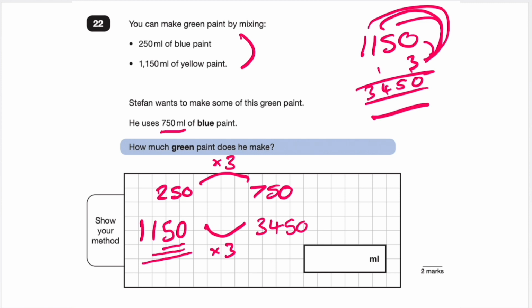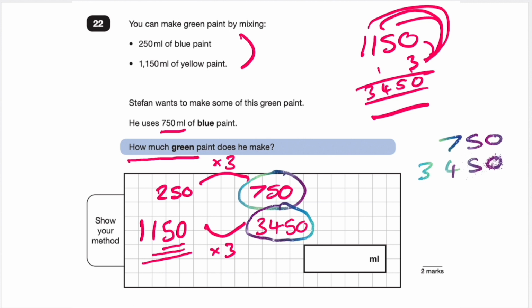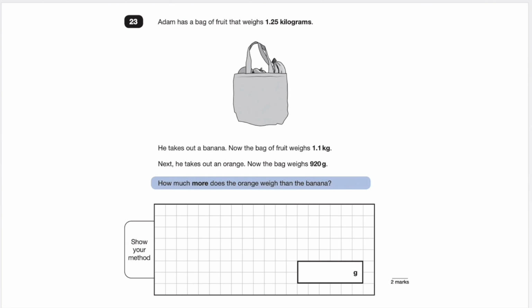But that's not the end of my question, is it? The actual question says, how much green paint does he make? So I've got 750 milliliters of blue and 3,450 milliliters of yellow. So I'm going to have to add them together. 750 and 3,450, which is going to be 4,200 milliliters. Okay, we're getting super close to the end now.